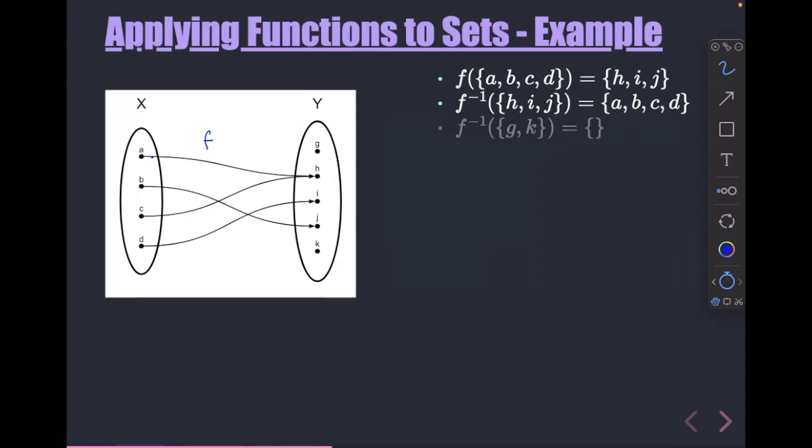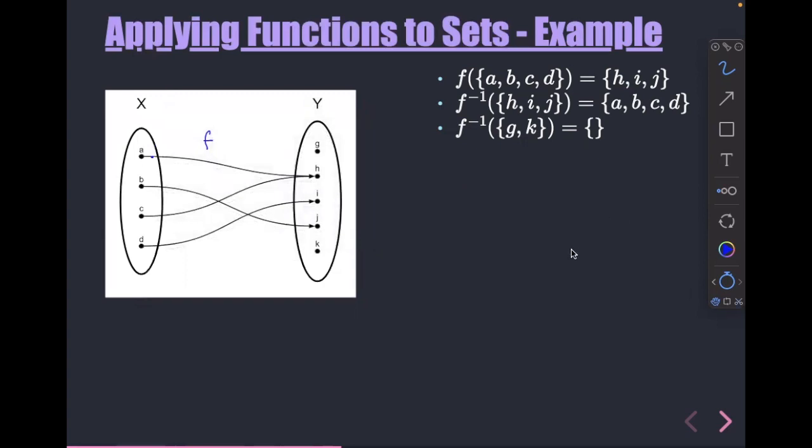And if I also just wanted to say something like, okay, g and k, they don't have anything pointing to them, you could say that. So f inverse of gk is the empty set. And so one thing to think about here is, okay, I have these things that aren't even being touched. Is that okay?